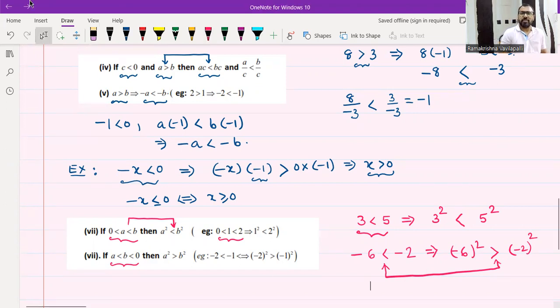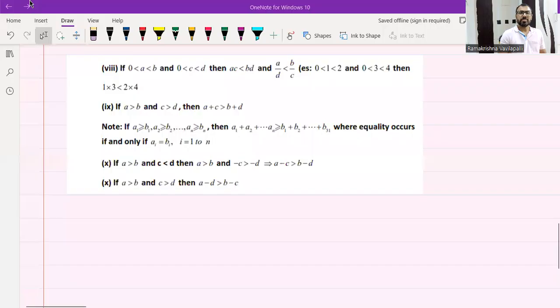Now, a few more properties I will discuss. So here you see that A is less than B, but both are positive quantities. Here you see A and B are both positive quantities and A less than B. C and D are compared, so C less than D and both are positive, then we can multiply these two. And we can divide also.